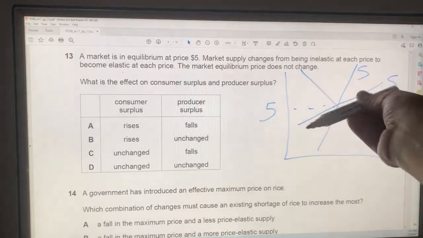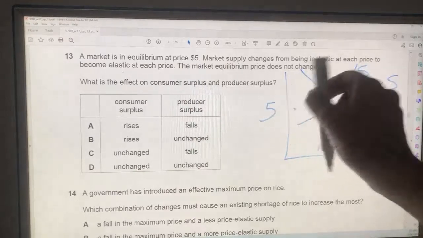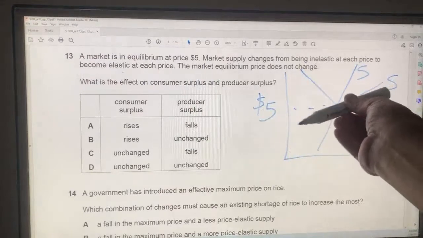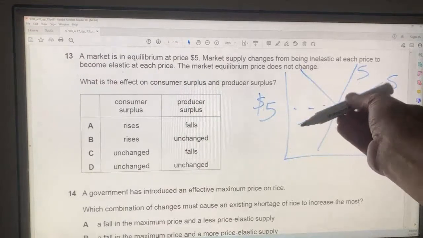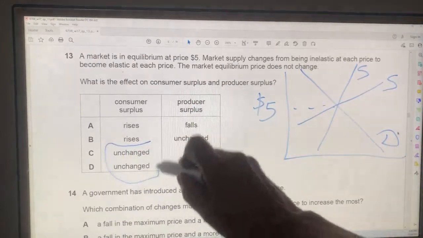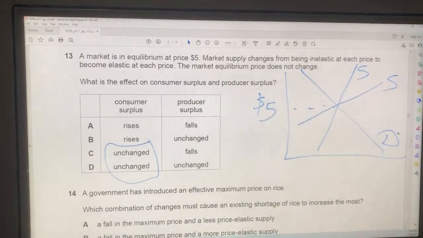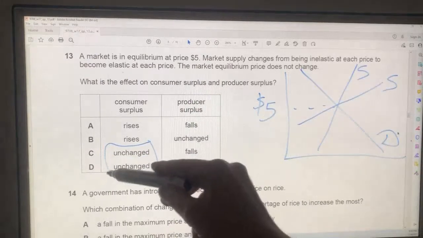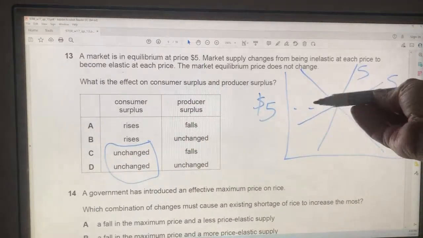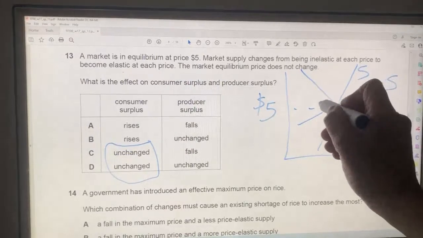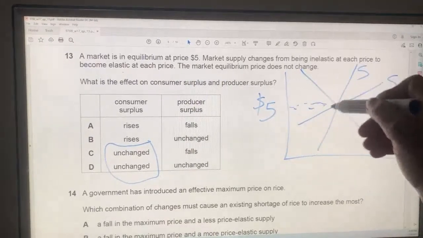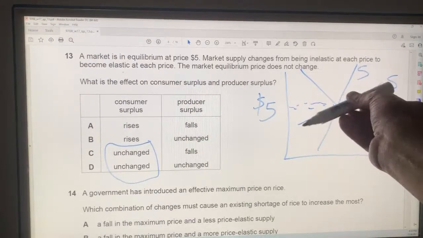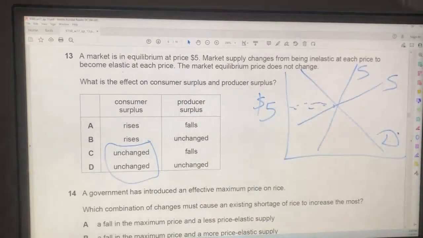Well, the supply curve just pivots at $5. This is just a quick diagram for thinking. The supply curve just pivots, so let's say consumer surplus did not change, right? So C or D must be true. Here's consumer surplus above the equilibrium price, and the supply curve is just pivoting here. So there's no change in consumer surplus.